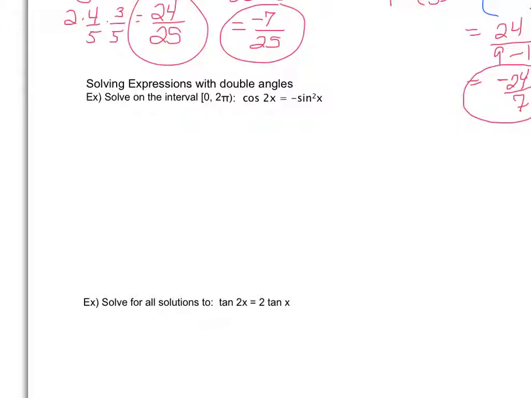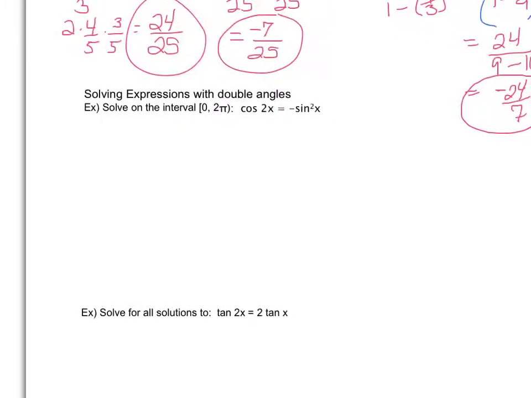So now I want to go ahead and solve with my double angles. So I'm going to go ahead and say that cosine of 2x equals negative sine squared x. So one thing I could do that we've done in the past is try to replace sine squared x with a function involving cosine, but the problem is it would be a function involving cosine of x, not cosine of 2x. So for that reason, I'm going to go ahead and manipulate cosine of 2x.